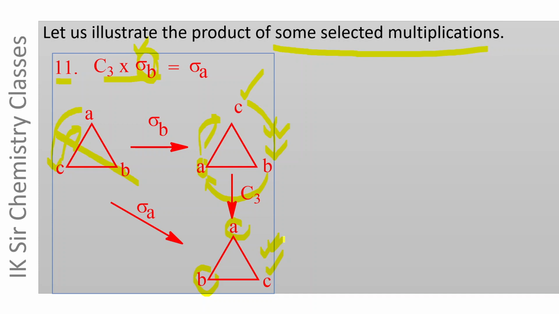This orientation can be obtained by applying a single symmetry operation, sigma A. If we reflect the NH3 molecule through this plane, A will remain unchanged. The image of B will be obtained here, and the image of C will be obtained here. It is C. Therefore, the product of sigma B and C3 symmetry operations is equal to sigma A.